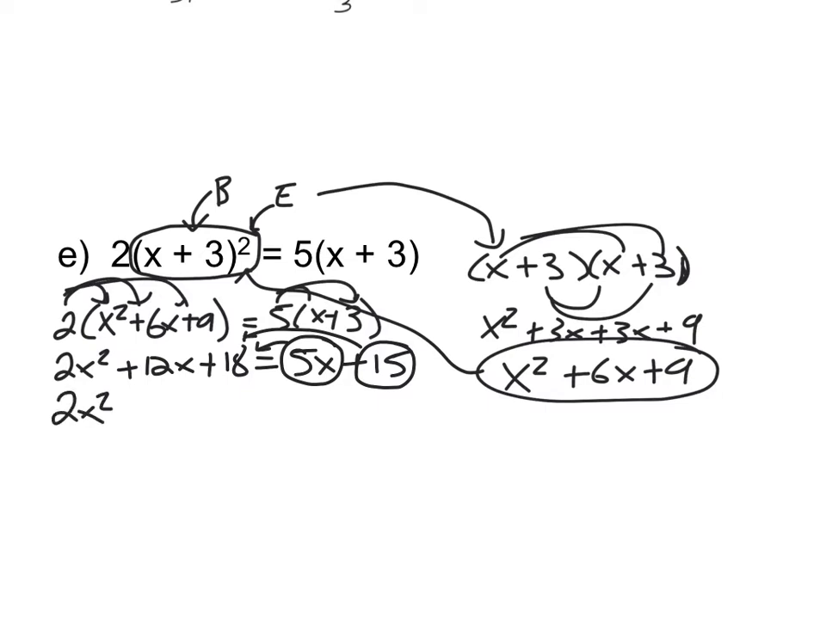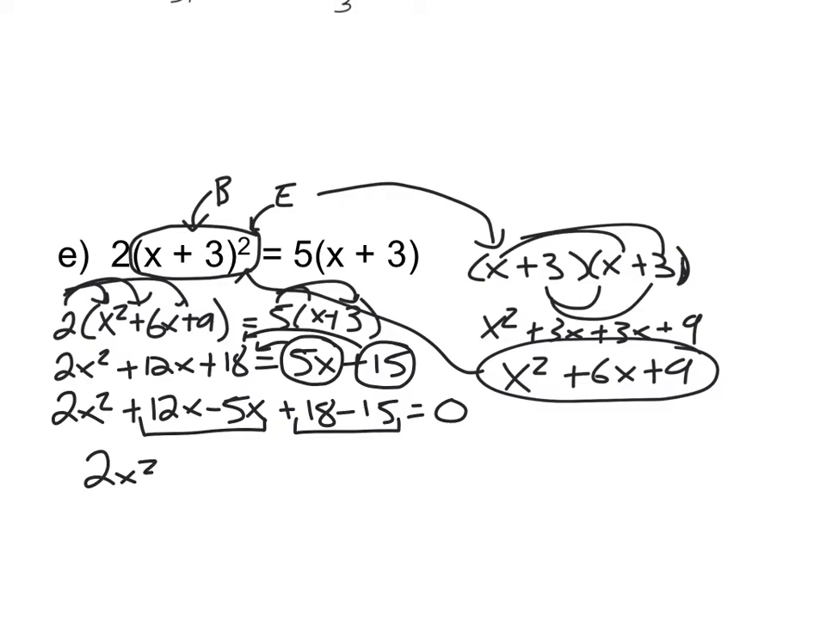So 2x squared plus 12x minus 5x, because that positive 5x became a negative when I brought it across the equal sign, plus 18 minus 15 is equal to 0. So I just wrote them beside each other to show that grouping. So now 2x squared, and then we have 12 minus 5. We're going to end up with 7x, and then 18 minus 15, positive 3.